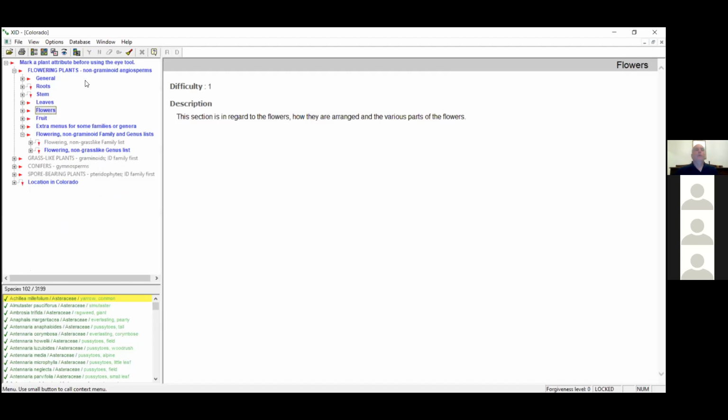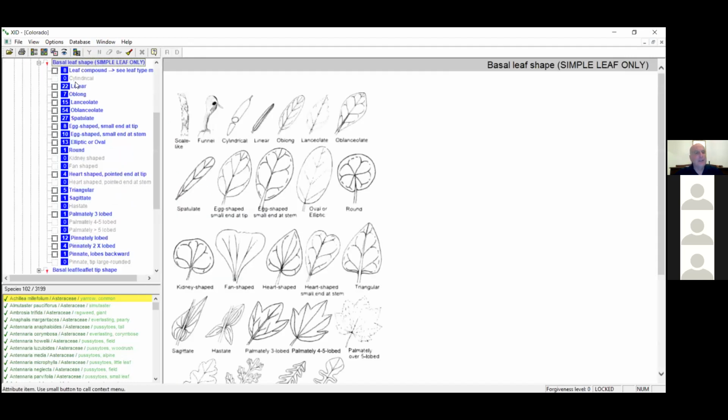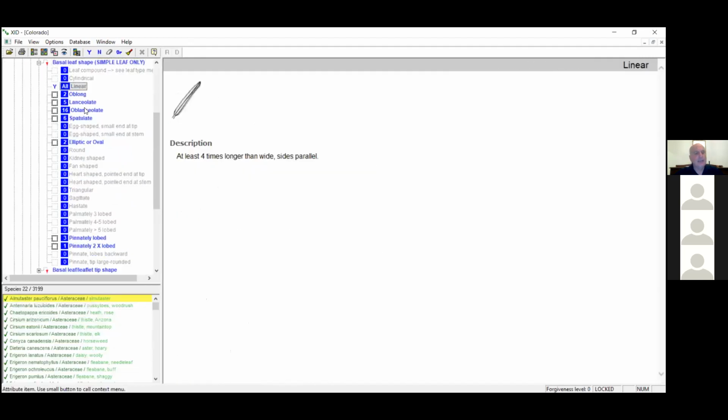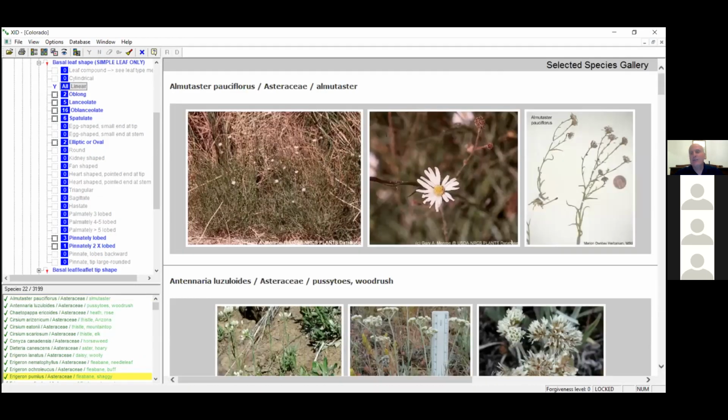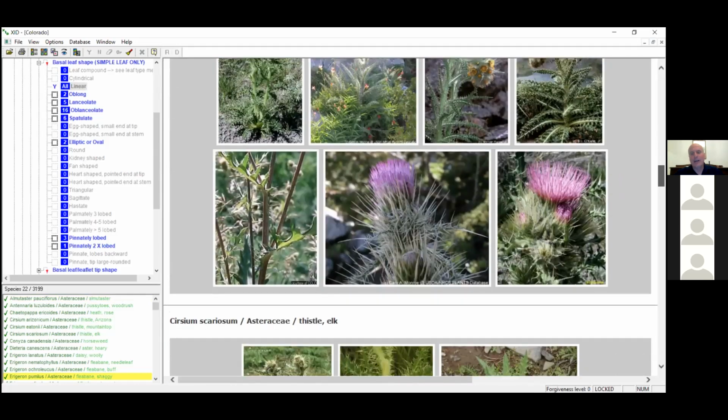Then if you go up here and click on this little i, which stands for analyze, it's going to tell you which characteristics are going to get you to the answer fastest. Let's just go to basal leaf shape. They're kind of linear, so we're going to click on linear. Now you can see down here, we're down to 22 species, and luckily the right answer is still there. If you want to look at them, you can click on this gallery, and now you can go through and find the one you're looking for. Now we're more like just looking in a book, and we can go through and find what we want.